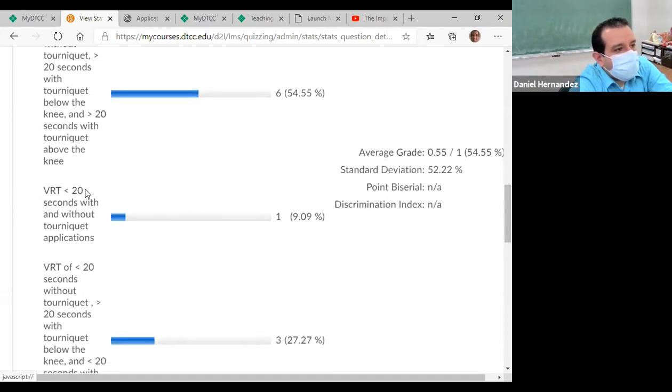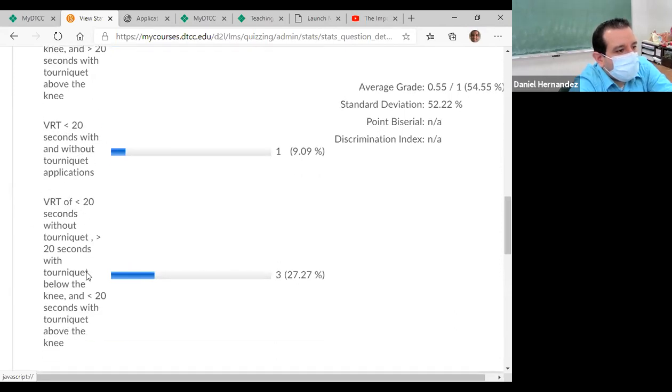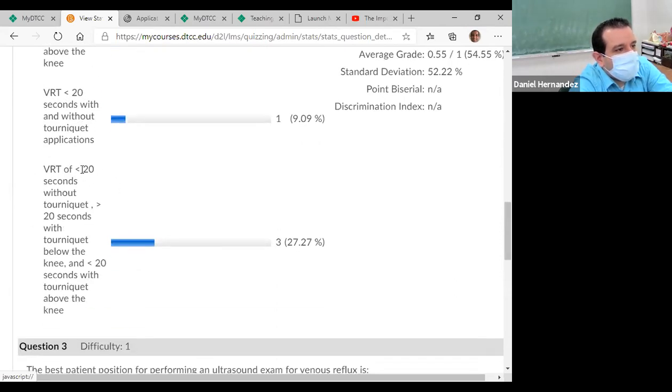So venous refill time of less than 20 seconds with and without a tourniquet. So the entire test, we're getting fast venous refill times. That would be deep venous insufficiency. So this one would be a venous refill time without a tourniquet that is abnormal. And then below the knee is normal, but above the knee is abnormal. So this would be a lesser saphenous vein reflux.